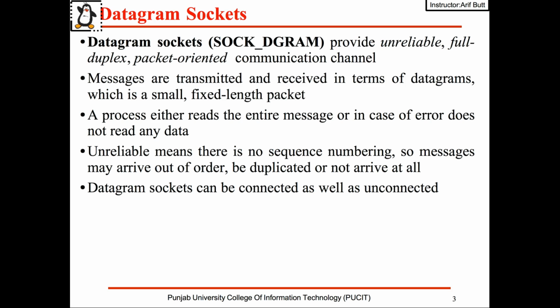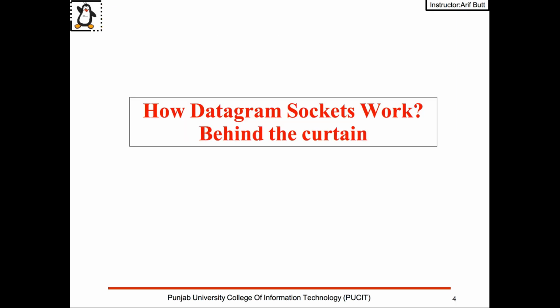Unreliable means there is no sequence numbering as there is in the case of TCP sockets. So messages may arrive out of order, be duplicated or may not arrive at all. Well, these datagram sockets can be connected as well as unconnected. Let's move ahead and see the sequence of system calls that get called behind the curtain when a client and server program communicate.